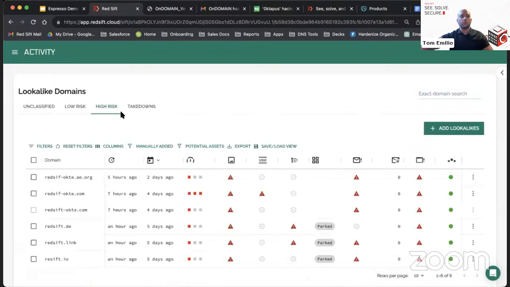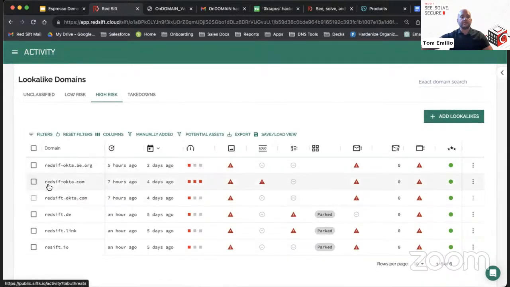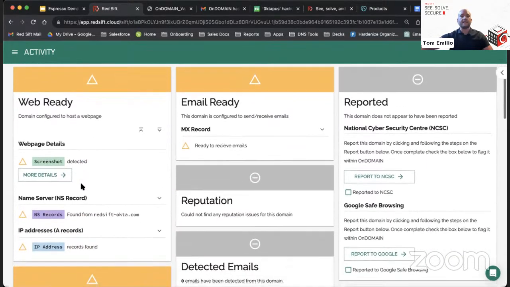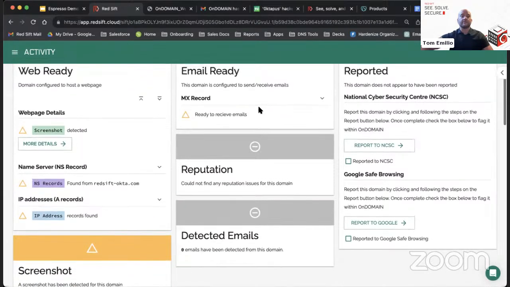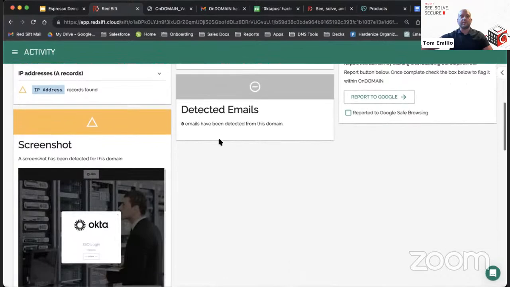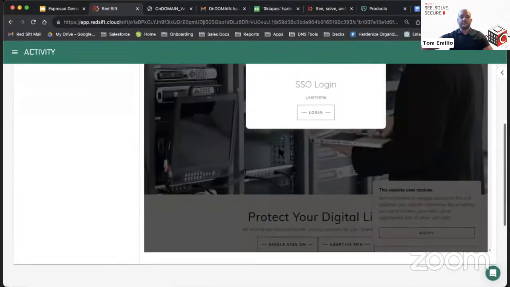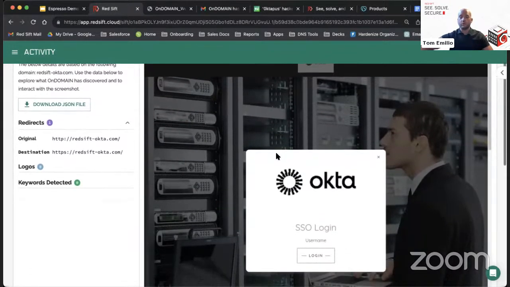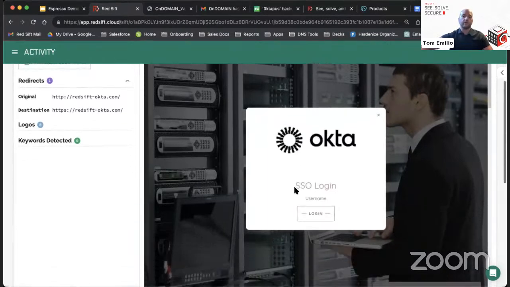So we'll look at just one more domain under our high risk. Again, we've got RedSift with the typo, and then there's redsif-octa.com. So the same applies. We see that this is also web ready. This can receive emails. It actually doesn't say it can send emails, but let's take a look at the page itself. In this example, we don't see the RedSift logo here, but there is an Okta logo, and it is prompting SSO login, username and clicking login, right?